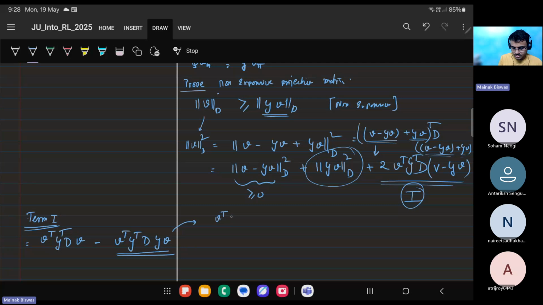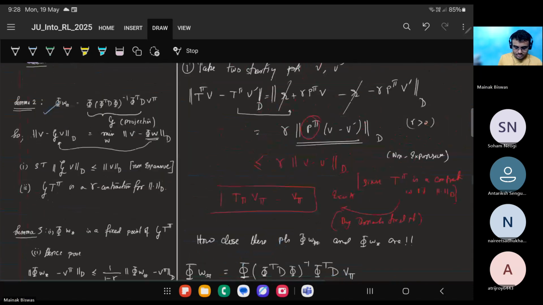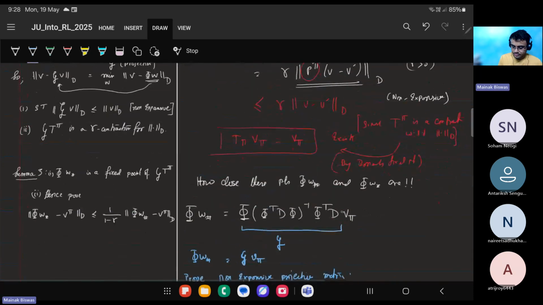V transpose, again G transpose. Can you tell me what is G transpose? Even if you're not following, let's look at G transpose only. Just look at this matrix, G transpose D. What is G transpose? What is the matrix G? Phi. Recall, we defined it just now, no? This matrix is phi, phi transpose D phi inverse, phi transpose D. Correct?